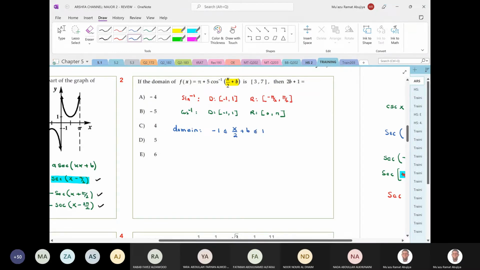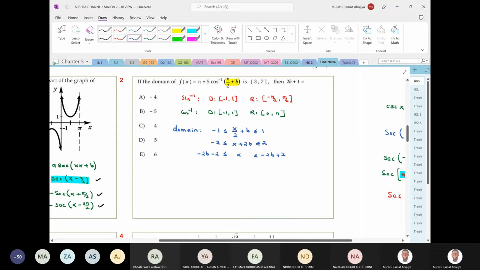Now for simplicity, I always prefer to clear the fraction. So let us multiply by 2 to clear the fraction. So we are going to get minus 2 less than or equal to x plus 2b, because we multiply by 2, less than or equal to 2. Now what do we do next? To isolate x in the central interval, we are going to subtract 2b from each side. So we can say minus 2b minus 2 less than or equal to x, and then less than or equal to minus 2b plus 2.